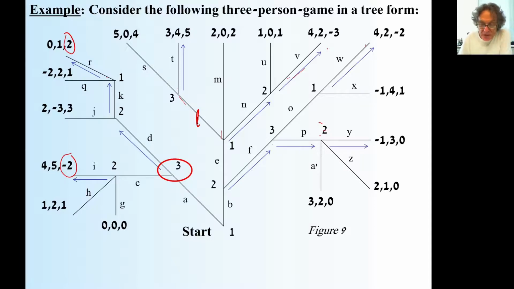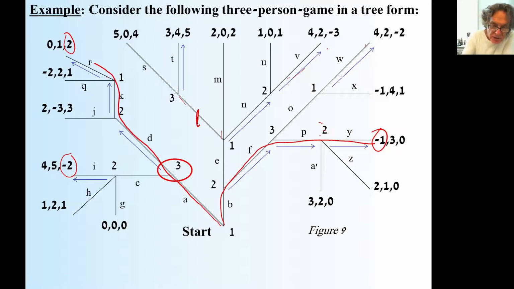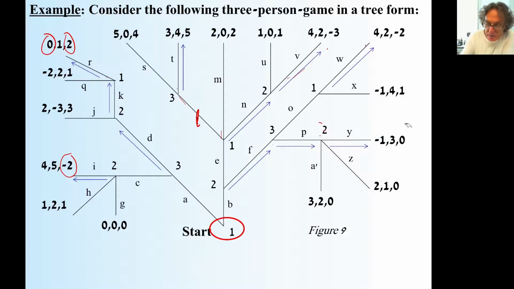Now the last one is 1. 1 says, if I go B, the game will continue like this, I'll get minus 1. If I go A, the game continues like this, and I get 0. I prefer 0 to minus 1. And therefore, 1 here will take A.